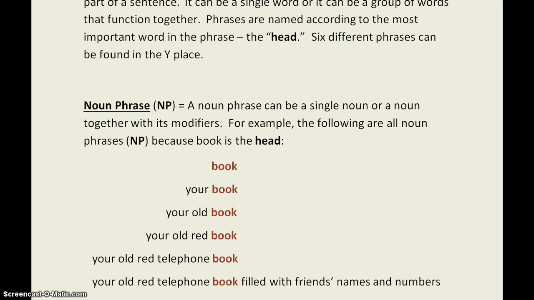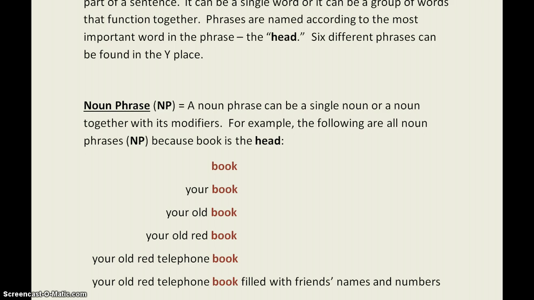Now, a noun phrase can be a single word, a single noun, or it can be a noun together with all of its modifiers. For example, the following are all noun phrases because book is the head. So, for example, book is a noun phrase, and so is your book. Your old book is also a noun phrase, and so is your old red book. Your old red telephone book is a noun phrase because when we look at that group of words, the most important word is book, and book is a noun.